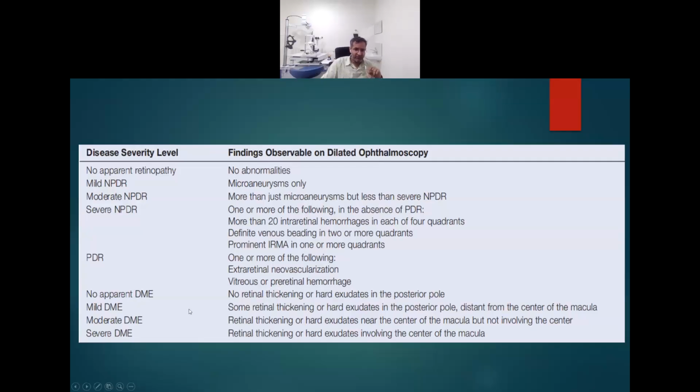Diabetic macular edema is also classified as no apparent DME when there is no retinal thickening or hard exudates. Mild DME, there is some retinal thickening or hard exudates in the posterior pole distant from the center of the macula. Moderate DME, retinal thickening or hard exudates near the center of the macula but not involving the center. And severe DME, that is retinal thickening or hard exudates involving the center of the macula.